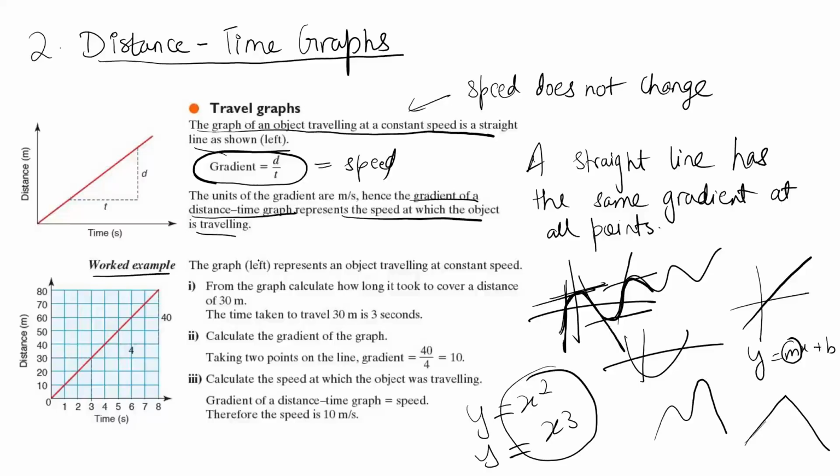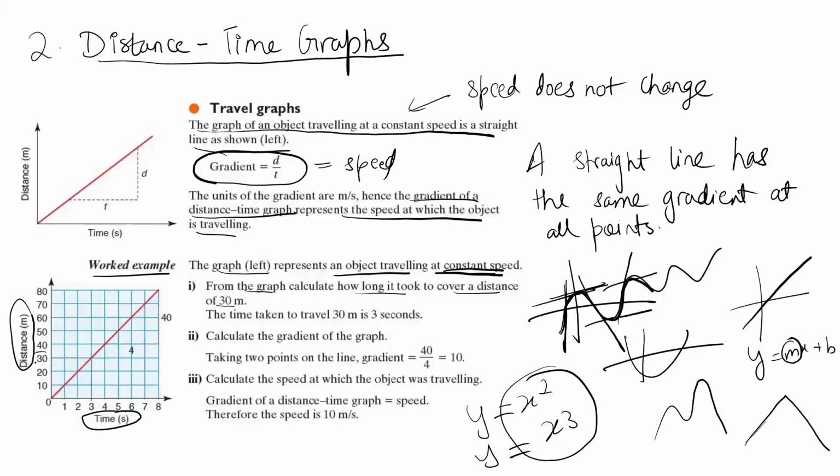The graph on the left represents an object traveling at constant speed. As you can see, it's a straight line, which means the speed is constant. So from the graph, calculate how long it took to cover a distance of 30 meters. What you would do in this case is see that distance is on the y-axis and time is on the x-axis.